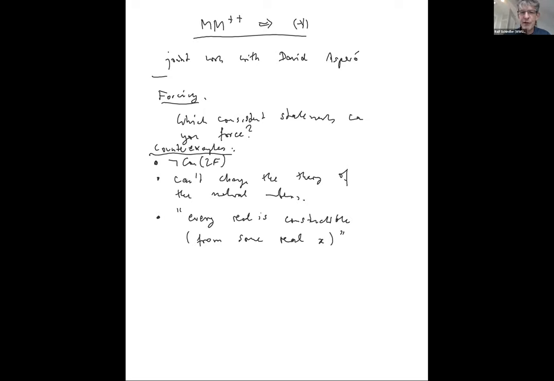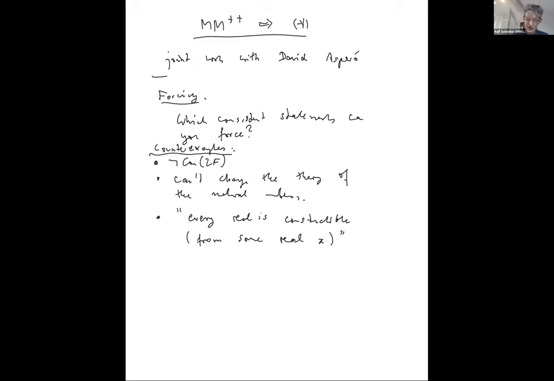And by the way, when I say forcing, I always mean set forcing. So for instance, when the universe is closed under sharps, there is no way you can force the statement that every real is constructible from one given real. On the other hand, if there is a set which doesn't have a sharp, you can force that statement. So it's always consistent, but it depends on if you can force it or not.